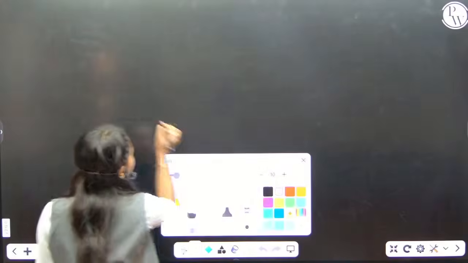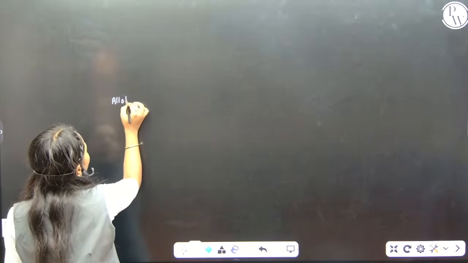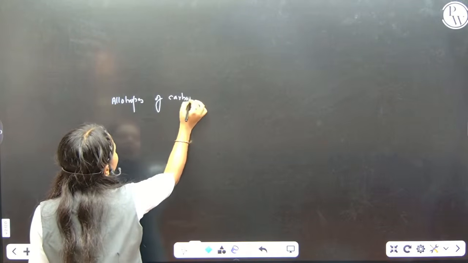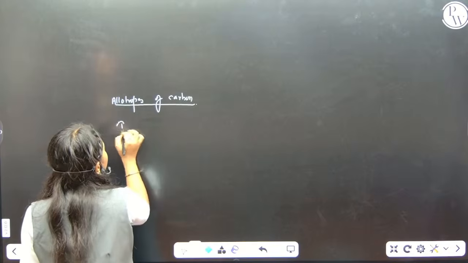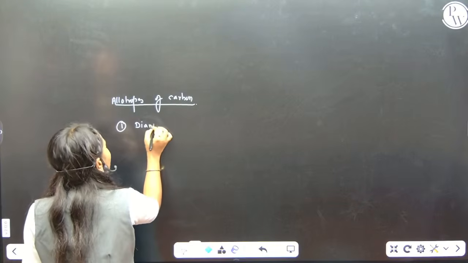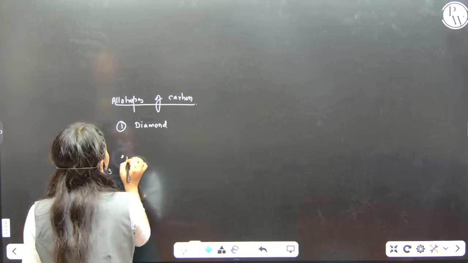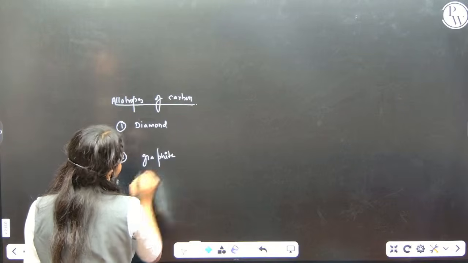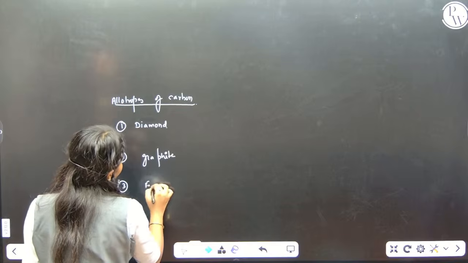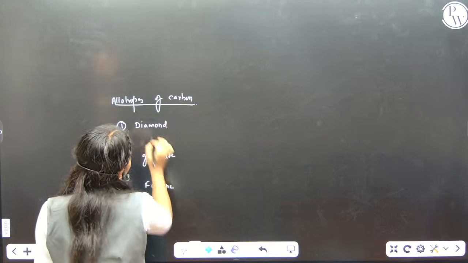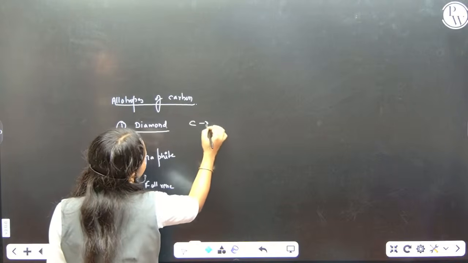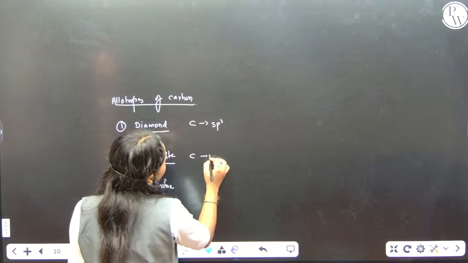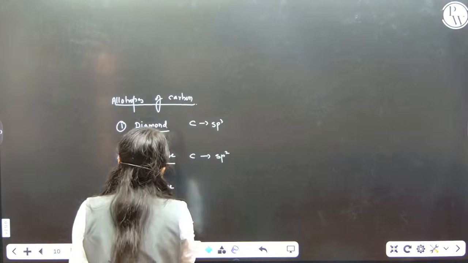Allotropes of carbon, what you have to remember? The first one is diamond, then graphite, and fullerene. In diamond, the carbon is sp3 hybridized. In graphite, the carbon is sp2 hybridized.